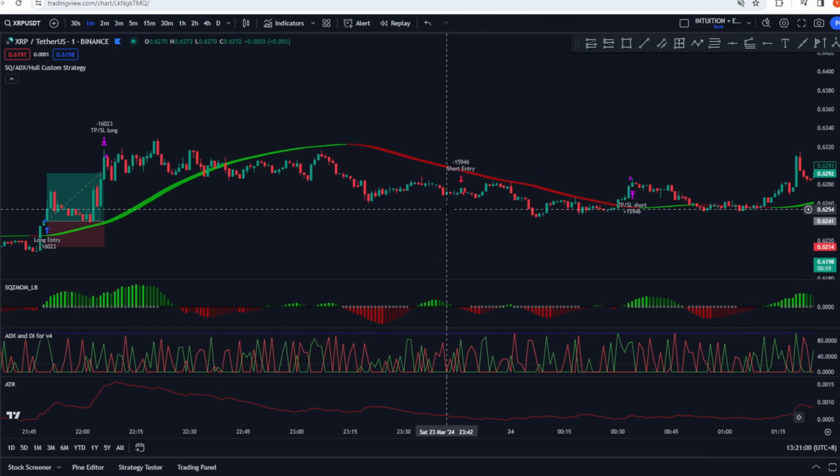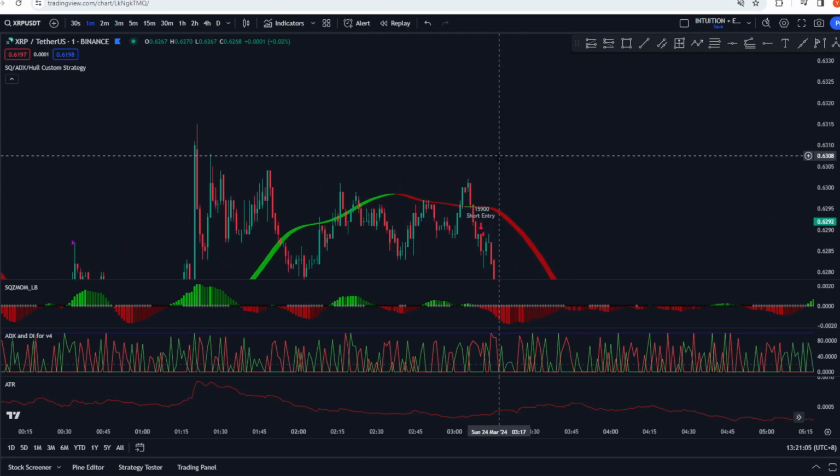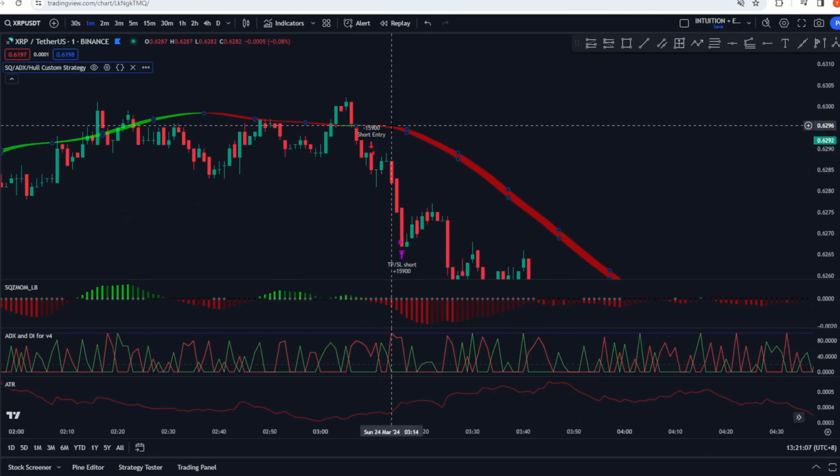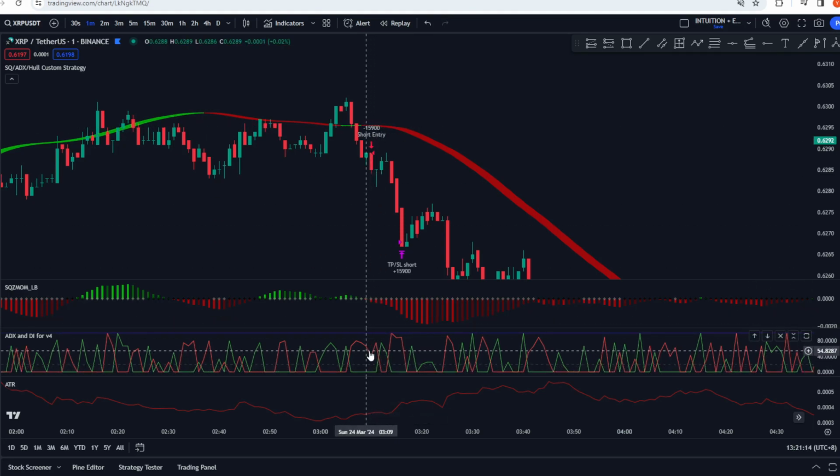The short position is basically the same thing. We are going to look for a valid one. We're going to look for here. You can see that we have the price below the house sweep. The house sweep is red in color as well. We want the green line to be below the red line, and the squeeze momentum to be bright red in color.